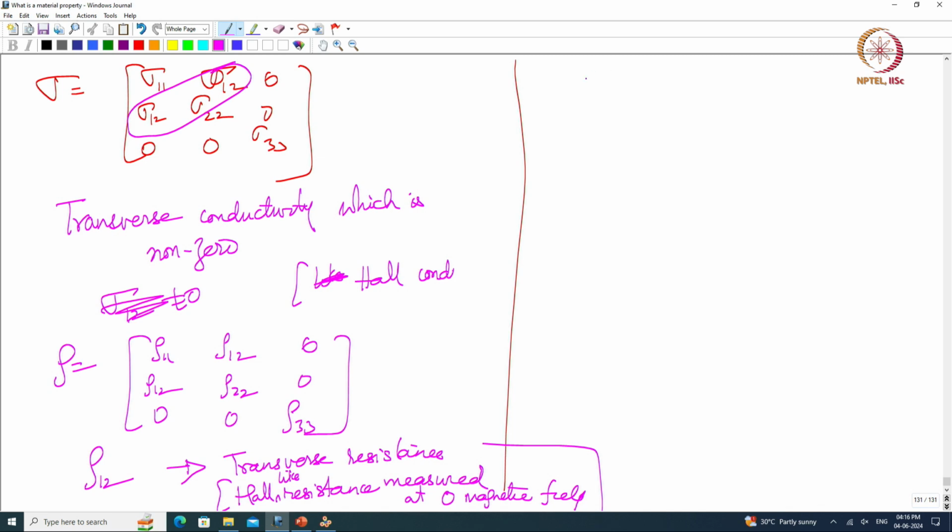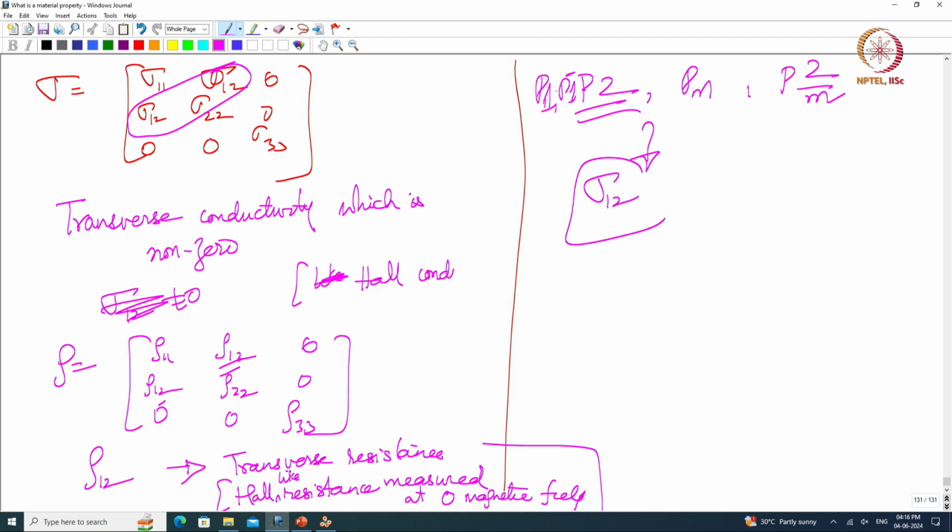Now, what are these materials? All the materials with a P2 symmetry, right, can have transverse, or less than P2, even P1, P1 bar, or PM, right, or I can have both mirror and so P2 by M, right. So, all these things will have sigma 1 2, okay. And so PM or P2 by M, right. So, all these are actually monoclinic or triclinic systems.